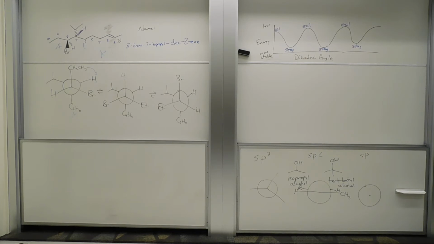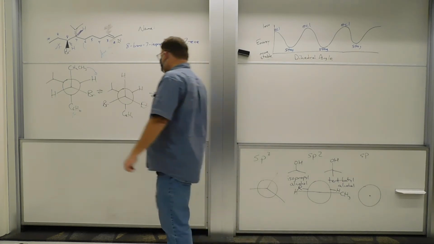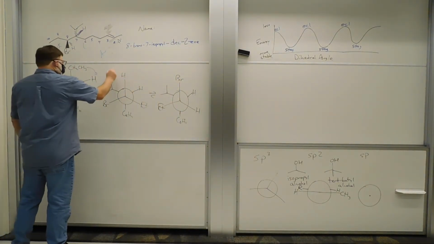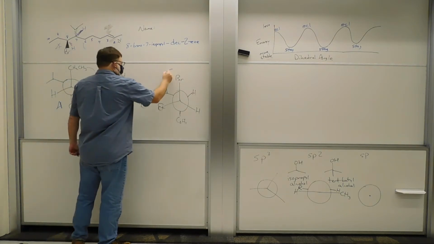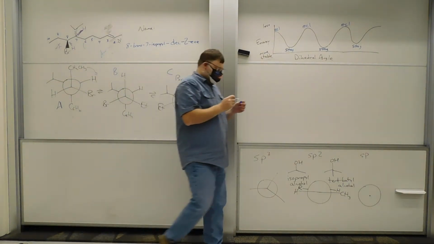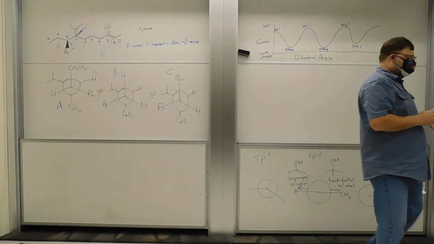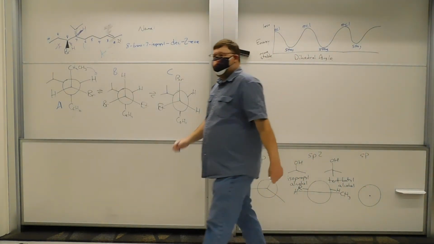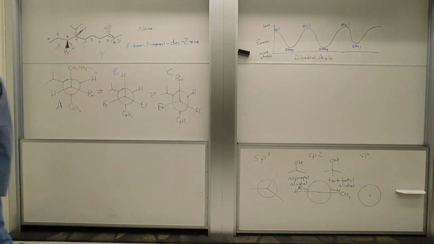You should write down which of the 3 staggered conformations you think is most stable. You don't have to tell me. You don't have to tell your neighbors, but you'll want to check yourself.